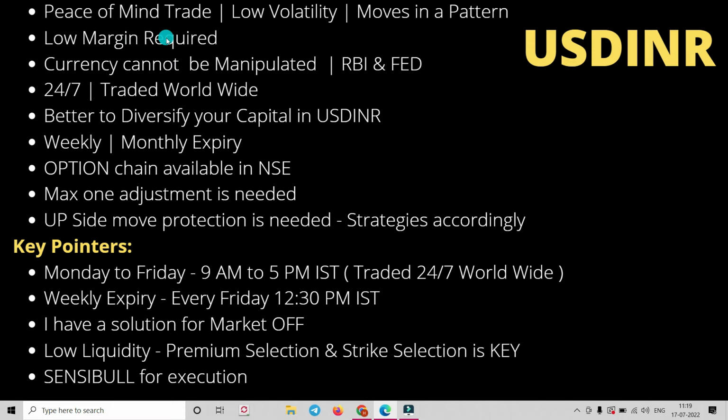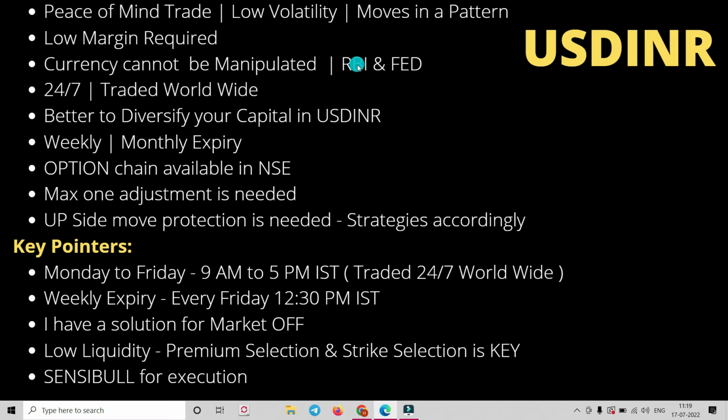Low margin is required. One lot will require around 1500 to 2000 rupees, so any retail trader who has only 1 lakh of capital can easily trade USD INR. This works like a miracle for office goers, and for anyone trading for passive income. For them, this is going to be one of the ultimate options.